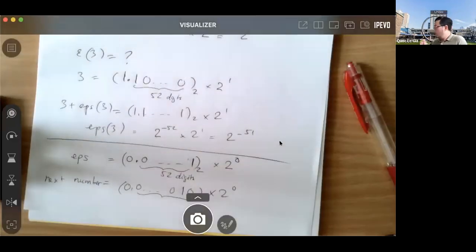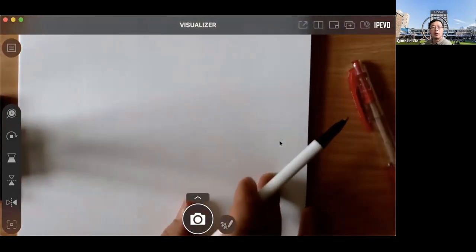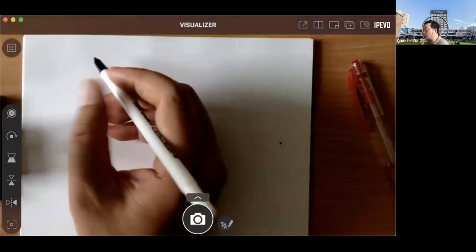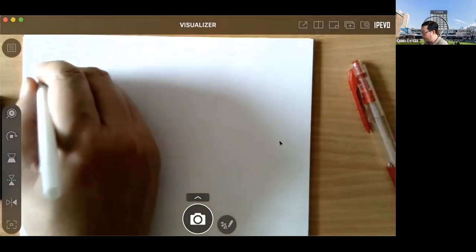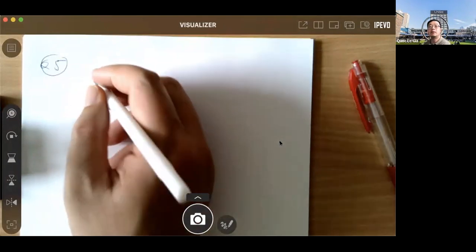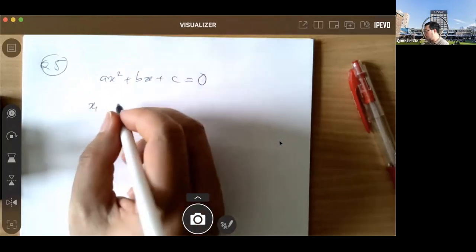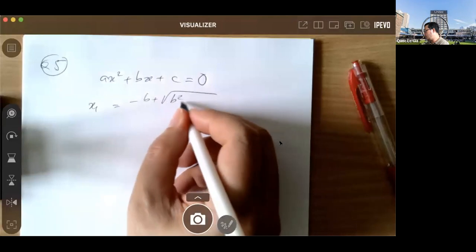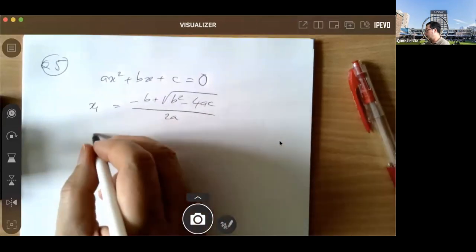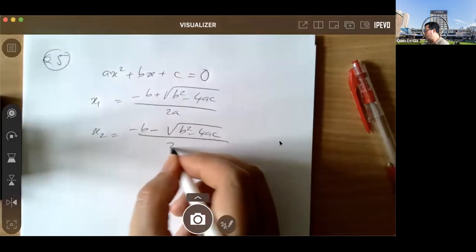Now let's see, we have time for another question. The next question is about catastrophic cancellation. If you've done the lab, you have to solve the quadratic equation, ax squared plus bx plus c equals 0. x1 equals minus b plus square root of b squared minus 4ac, divided by 2a, and x2 is minus b minus square root of b squared minus 4ac, over 2a, right?